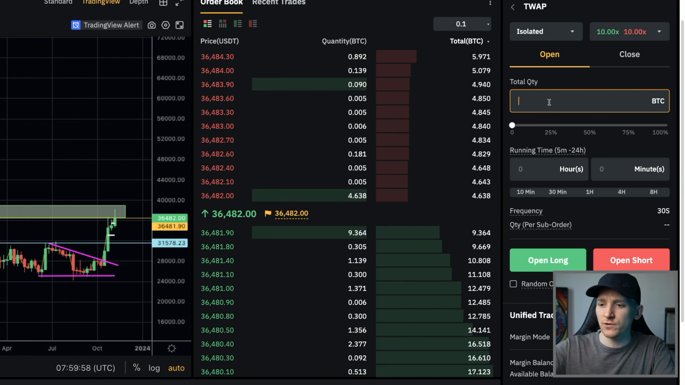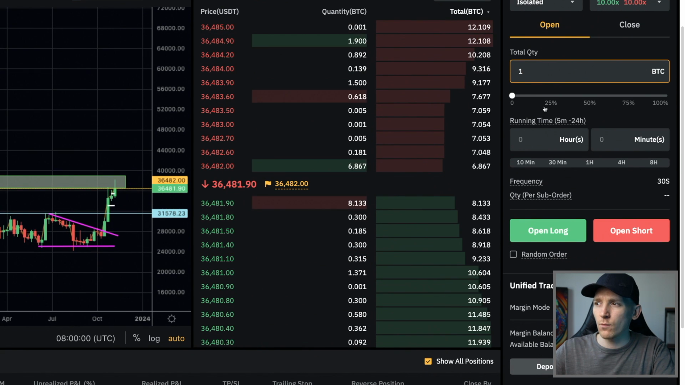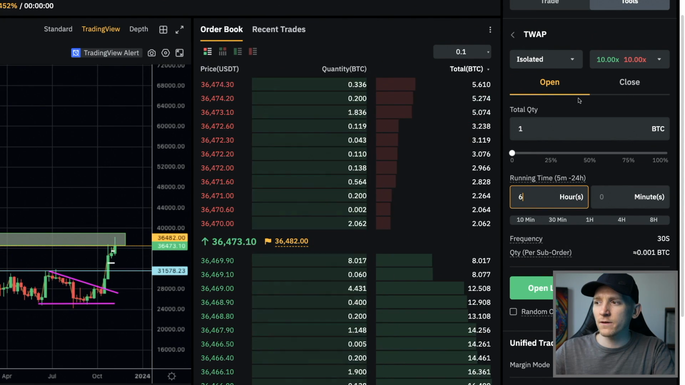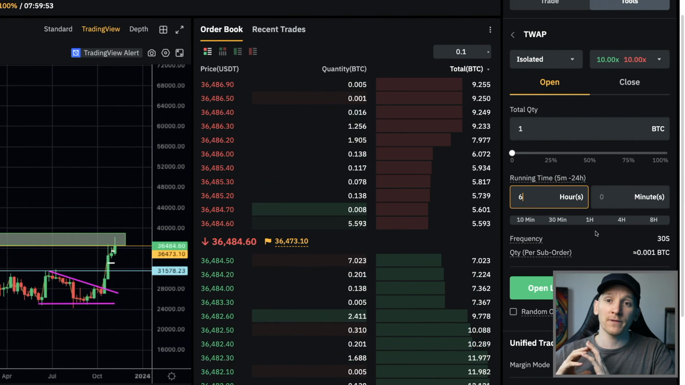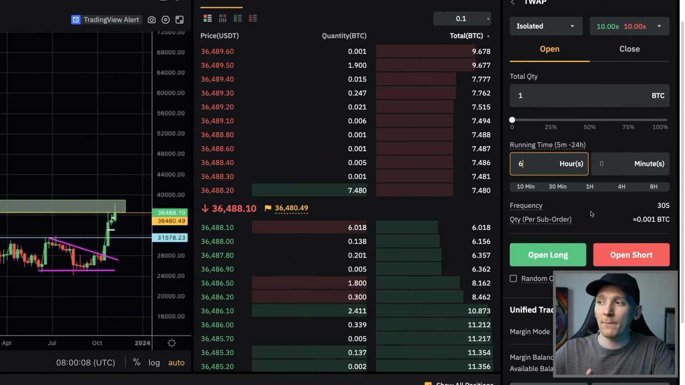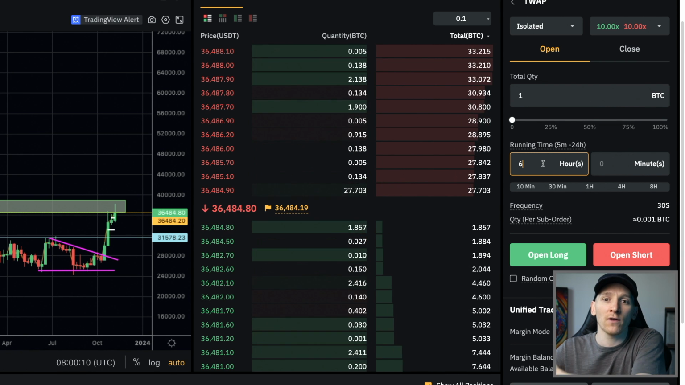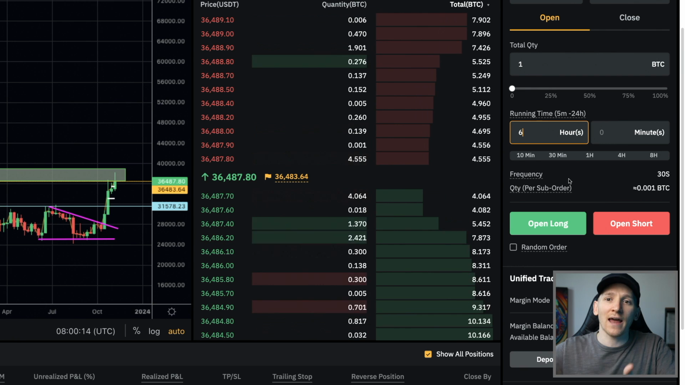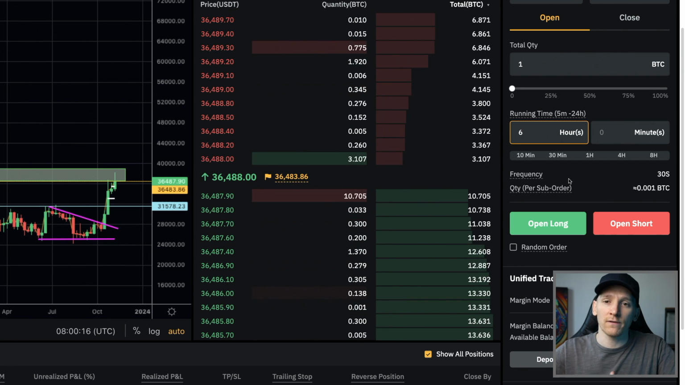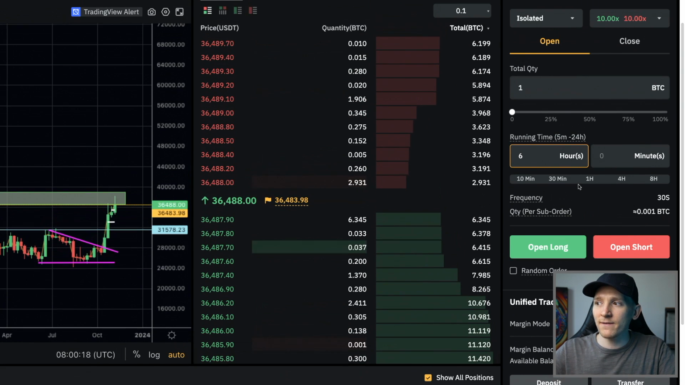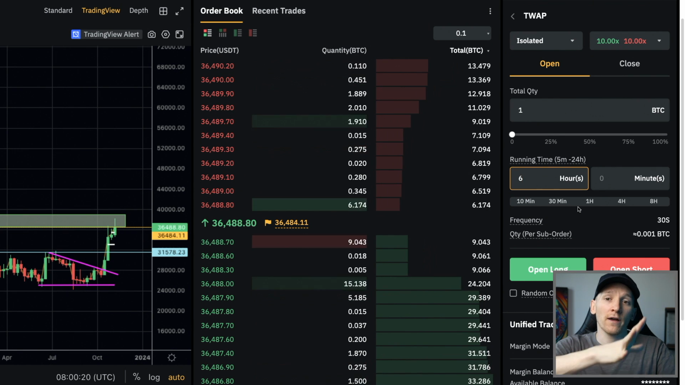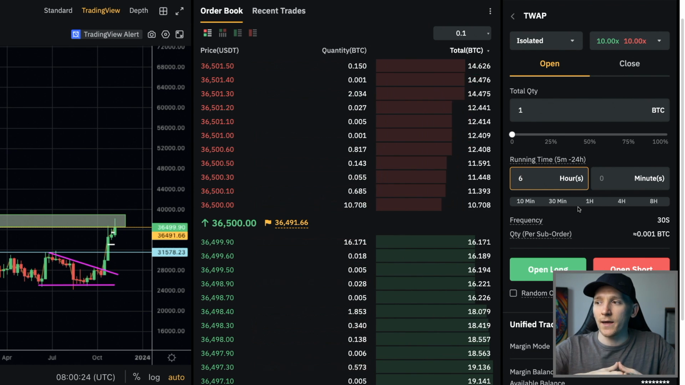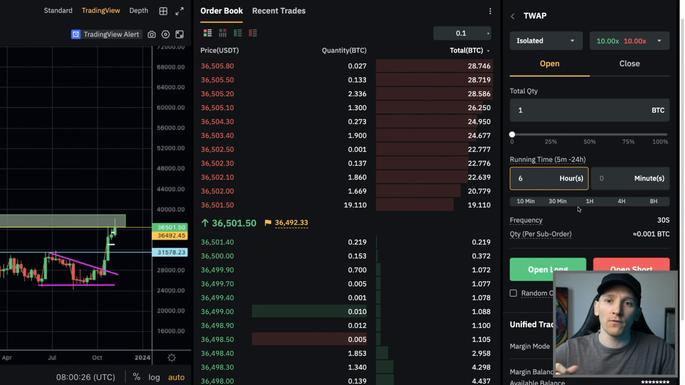So let's say I want to trade 1 Bitcoin, and I want this bot running for 6 hours. Instead of opening that position all at once, it's going to open that position over a 6-hour time period. And the price that you're going to get is the time weighted average price of that 6 hours. So this would be better if you're going long, if you think the price may go down a little bit in that day. But it's just giving you an average price over that time.